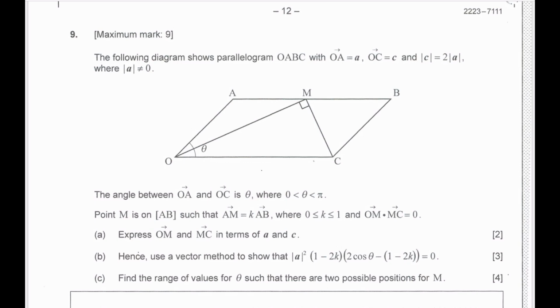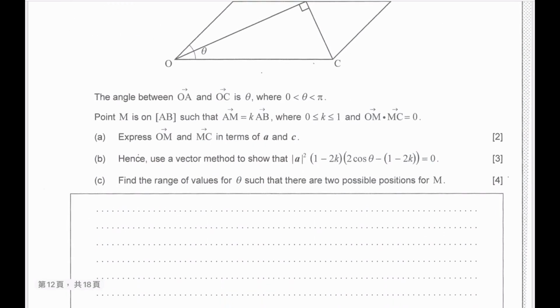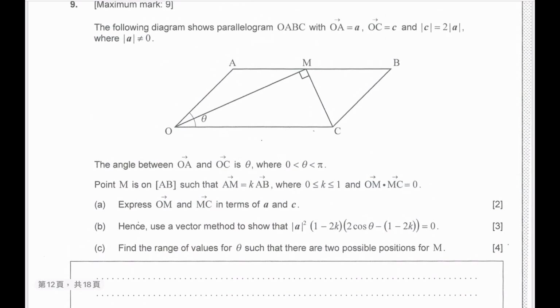In this video, we're going to solve part C of question 9. In this part, we want to find the range of values for theta such that there are two possible positions for M. In order to find the range, we have to solve the equations in part B.